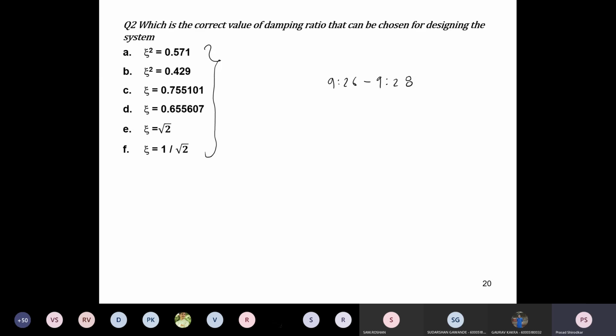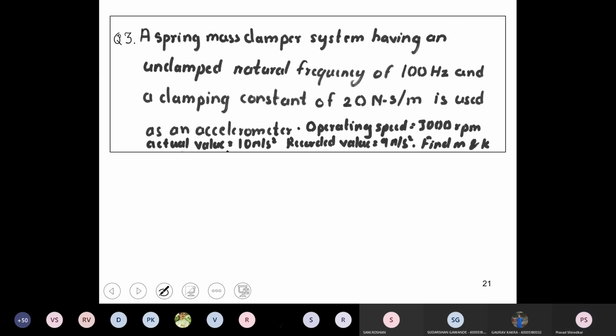All right, going to the next question. A spring mass damper system having an undamped natural frequency of 100 Hz and damping constant of 20 Newton second per meter is used as an accelerometer. Operating speed is 3000 rpm. Actual value is 10 meters per second square. Recorded value is 9 meters per second square. Find m and k.